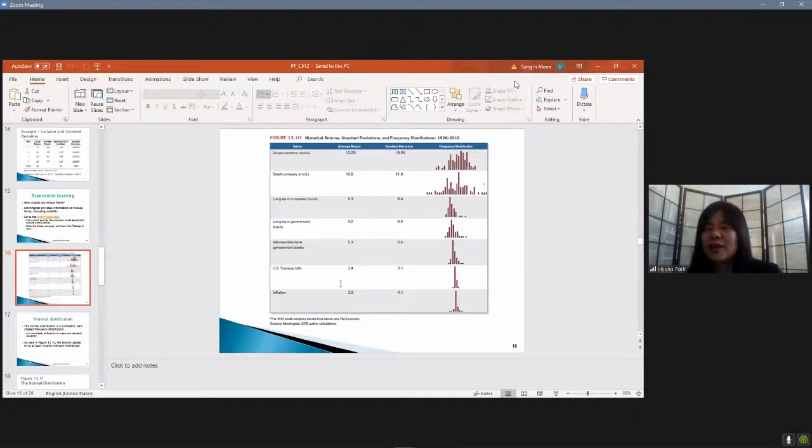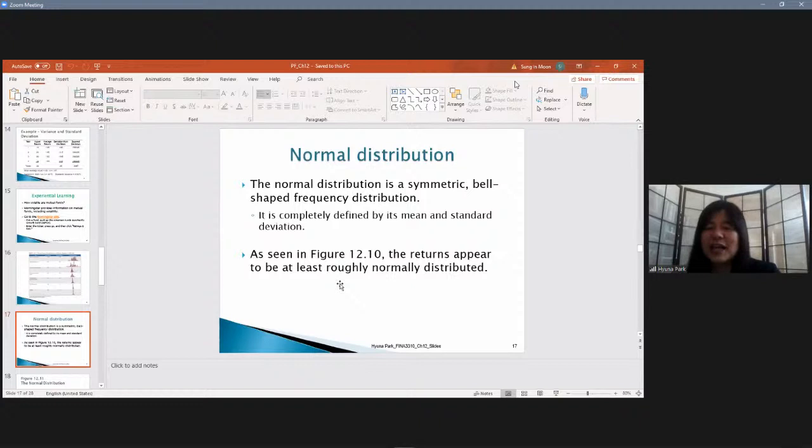And this is the historical return distribution I already explained. And I also already explained the normal distribution characteristics. The normal distribution is symmetric, meaning that the positive side and the negative side look the same. It is a symmetric, bell-shaped frequency distribution, and the beauty is that it is completely defined by its mean and standard deviation. As long as we know the two numbers, the average return and the standard deviation of the return, we can answer any questions about that return distribution. So that's the beauty.